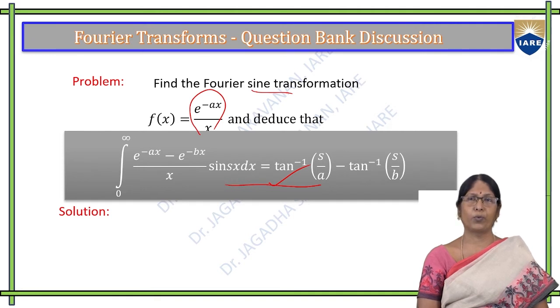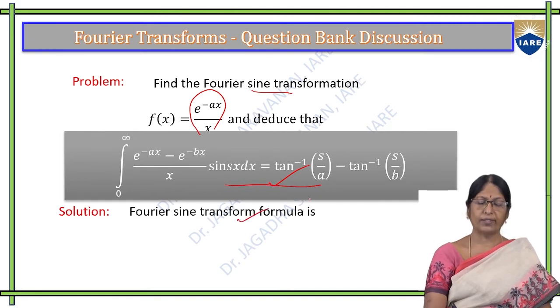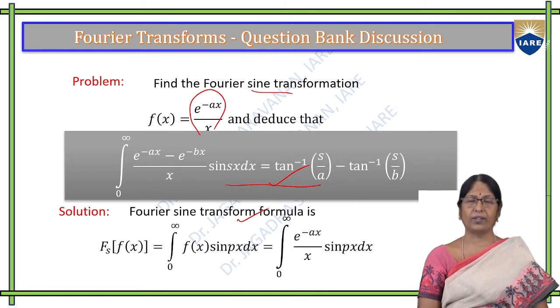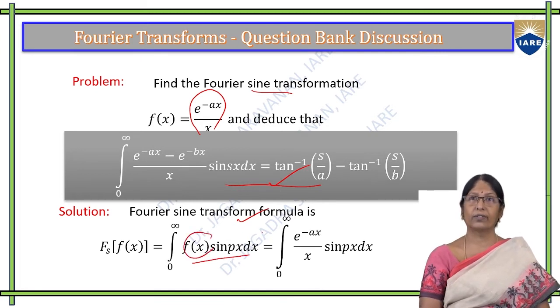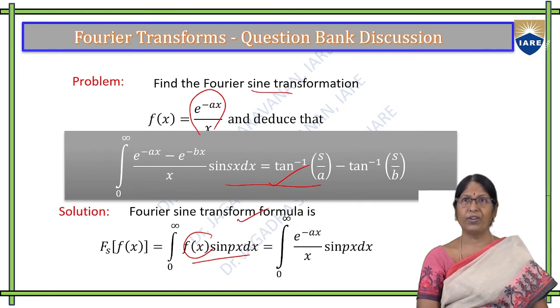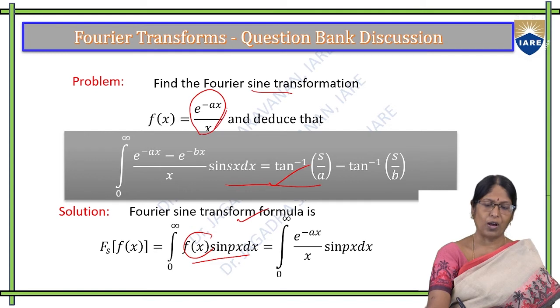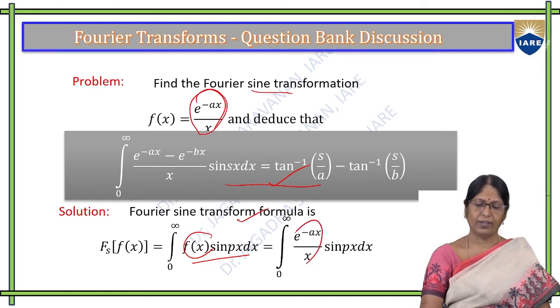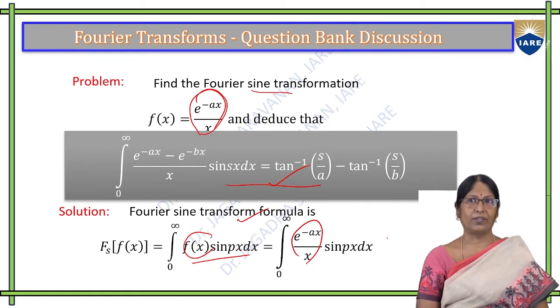So it is a very interesting problem. The Fourier sine transform, we will remember according to Bloom's taxonomy. So remember what formula is to be recollected: the Fourier sine transform. So we recollected the formula, and our f of x. What is our f of x? We will understand, and move to Bloom's second level. So our f of x is e power minus ax by x. Yes, our f of x is replaced.